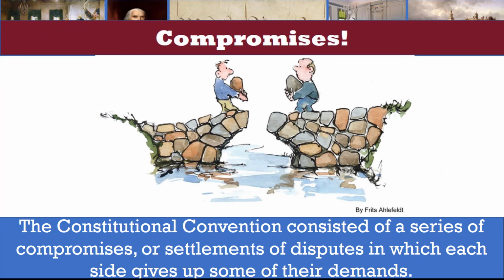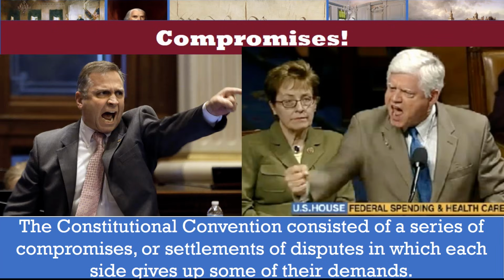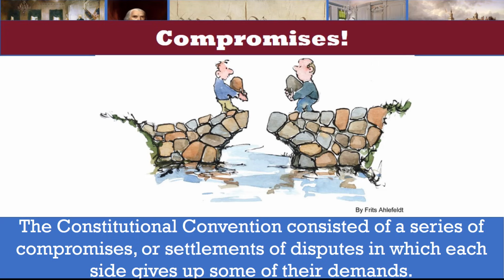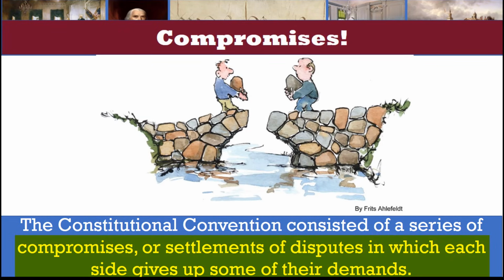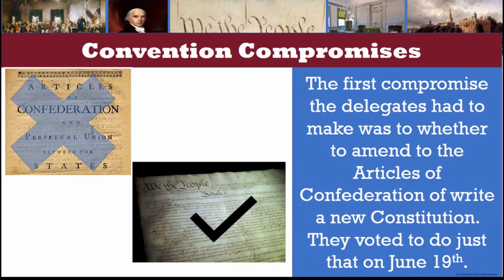So now was time for compromises, something our politicians today seem to need a lot of work on. The Constitutional Convention consisted of a series of compromises, or settlements of disputes, in which each side gives up some of their demands, most of which you will need to know for your exam. The first compromise came towards the beginning of the convention, in which the delegates had to decide whether to amend the Articles of Confederation or write a new constitution. They voted to write a new one on June 19th.